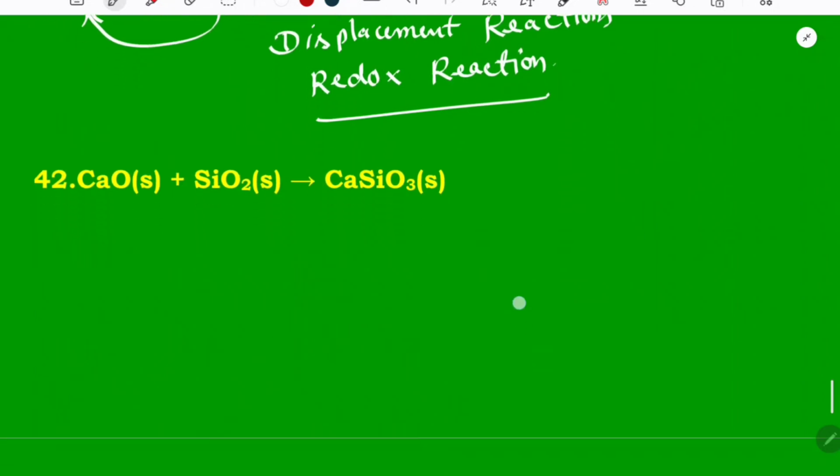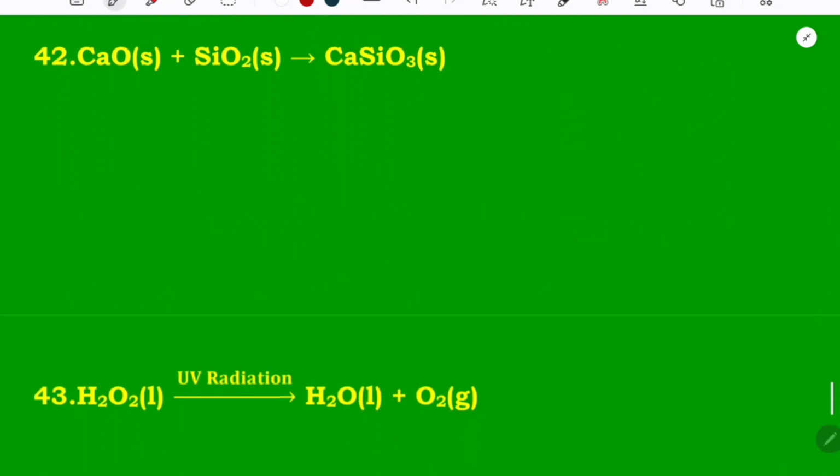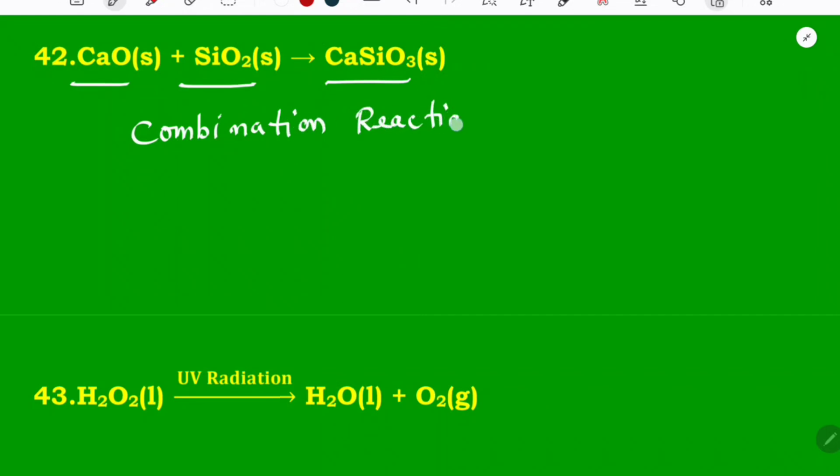Next. Two or more reactants, calcium oxide and silica, combine to form calcium silicate. So what type of reaction is this? Combination reaction. This is simply a combination reaction.